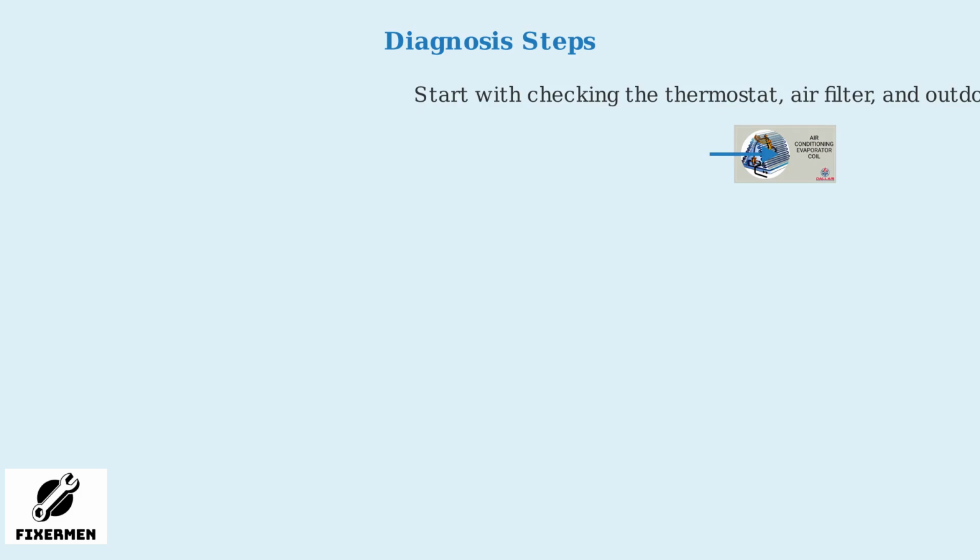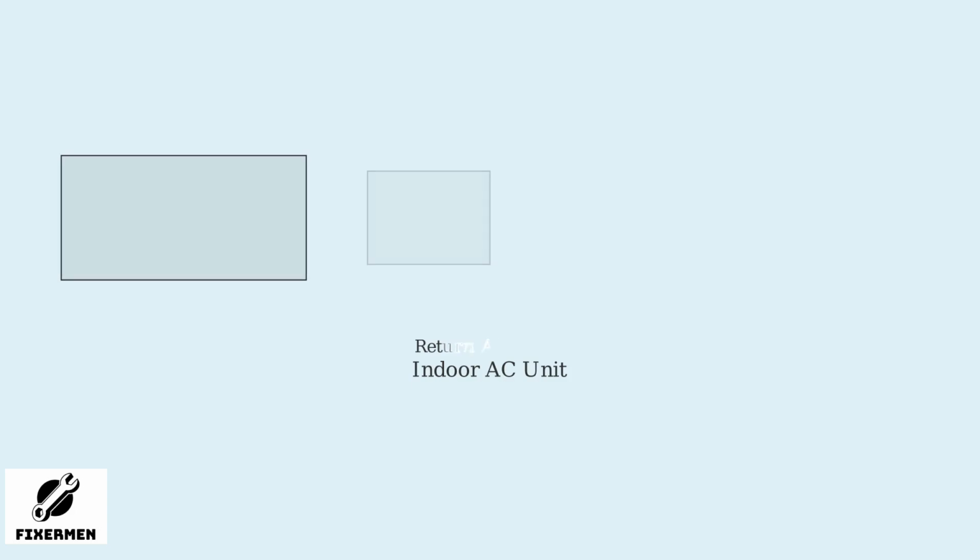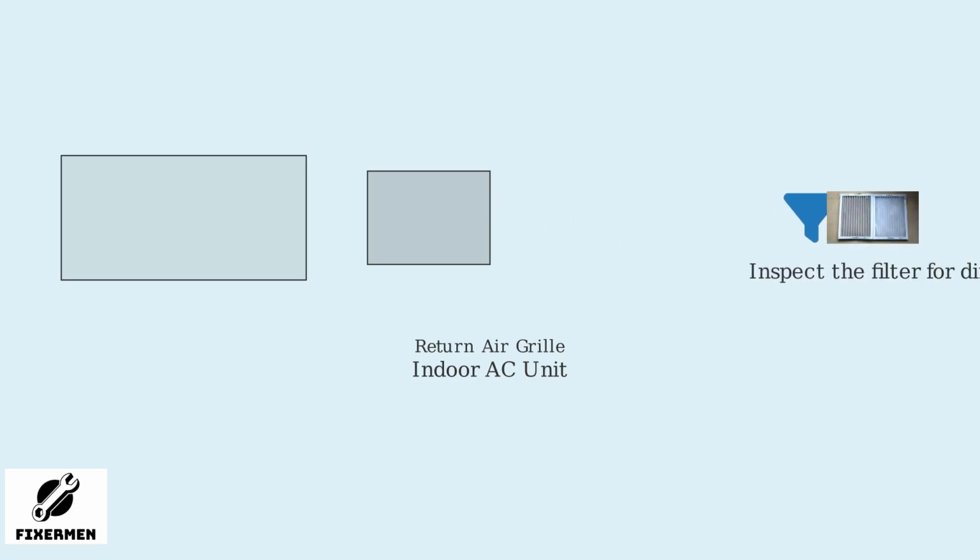To diagnose cooling issues, begin by checking the thermostat settings, inspecting the air filter for cleanliness, and verifying that the outdoor unit is operating properly. A dirty air filter is one of the most common reasons for poor AC performance. Start by locating the air filter, which is typically found inside the indoor unit or behind a return air grill. Remove the filter and inspect it carefully. If it's visibly dirty, it needs attention.